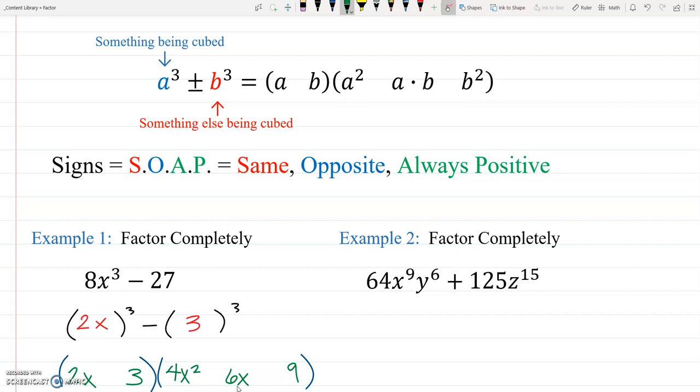The last thing is the signs. My signs come from the acronym SOAP. If you remember the acronym SOAP, you will memorize how to do your signs. It stands for same, opposite, always positive. So start at the beginning. I've got my binomial up here. The first sign is the same as the problem, and in this problem it was a minus, so the first sign is a minus. The second sign is the opposite of the problem, so in this case it would be plus. The third sign is always positive. And now I'm done. I just factored a difference of perfect cubes.